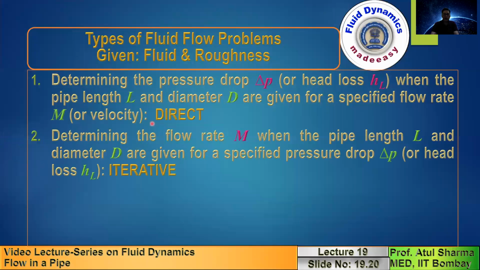in those cases you are not given sufficient data to calculate the Reynolds number. In the second class of problem, you have to determine the mass flow rate when the pipe length and diameter are given for a specified pressure drop.